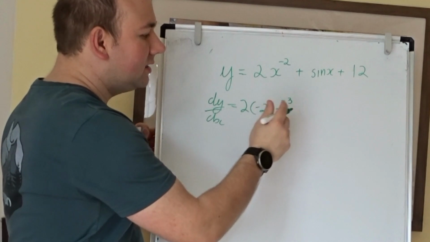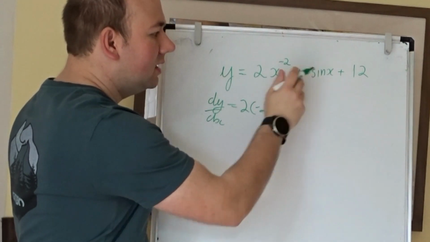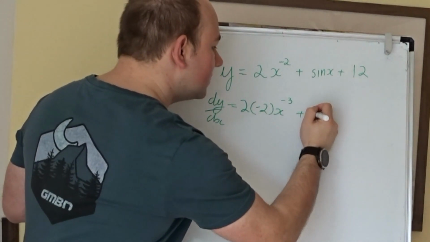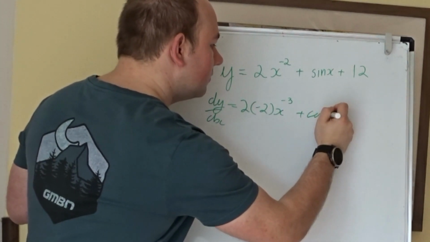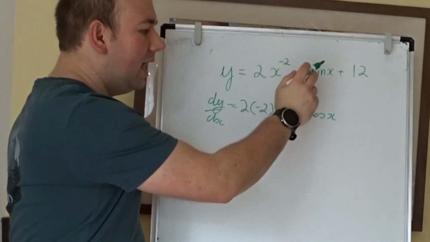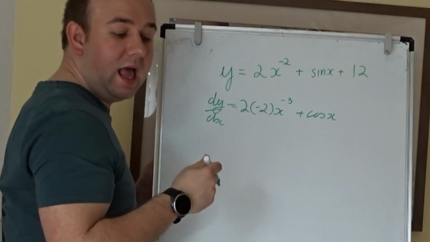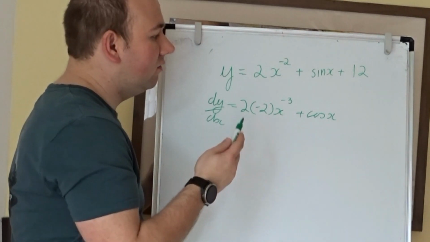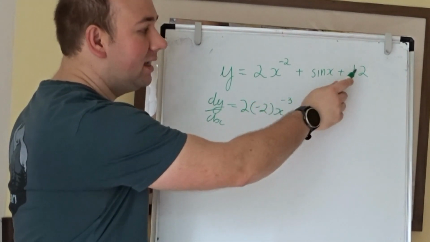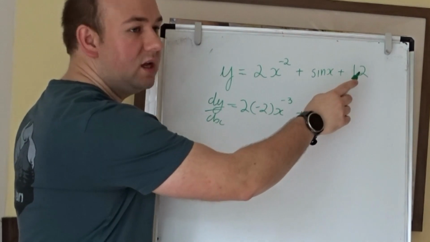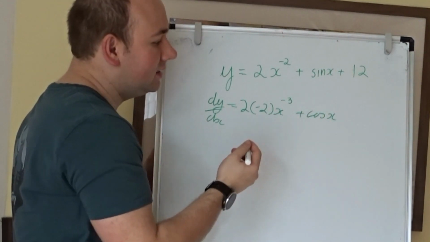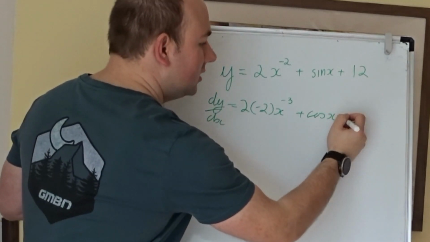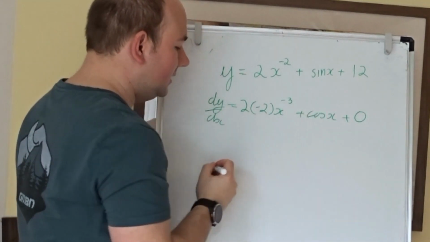Next up, we're going to add this to the next function, so sine x, so the differential of sine x is cosine x. And finally we have the 12. And in the case of differentiating a constant, which is the equivalent of doing x to the power 0, so this is 12x to the power 0, we could write it as. This is basically a flat line, so it has no gradient, so it just goes to 0.